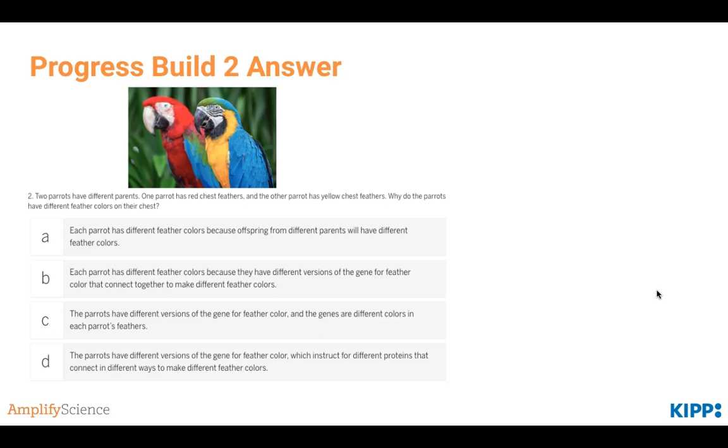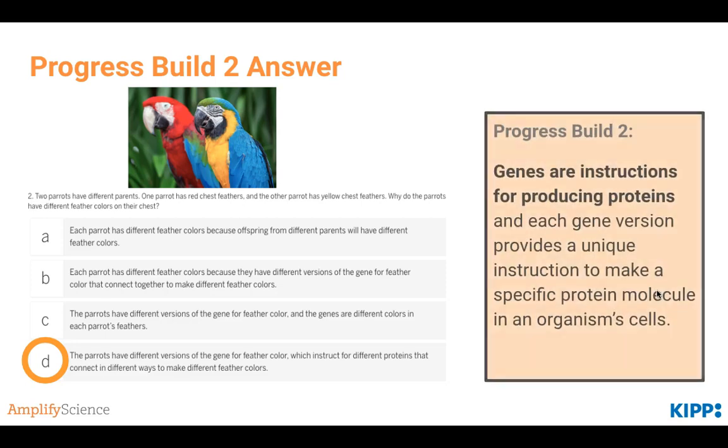All right, Progress Build 2, and the answer is D. Make sure you reference the answer D with the Progress Build 2 so that you understand. I know that you are 2 for 2. You are going to be a Progress Build 3 pro. Let's move on to that last and final Progress Build question.